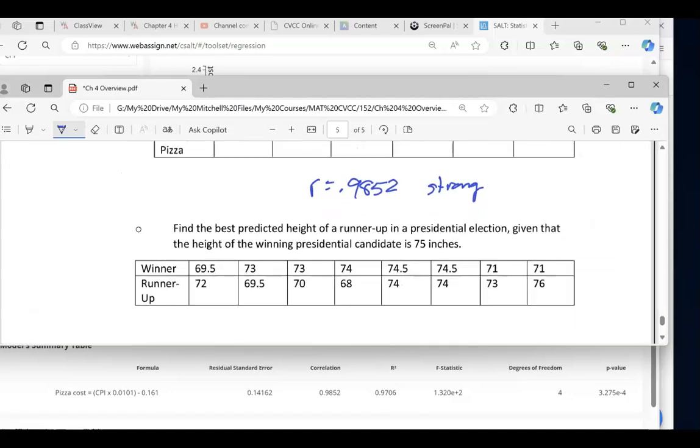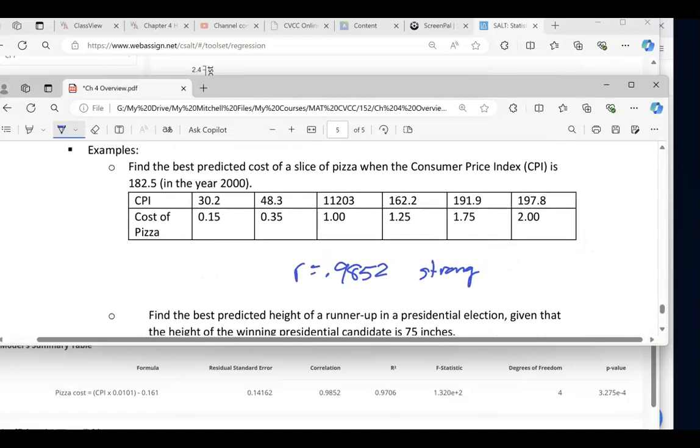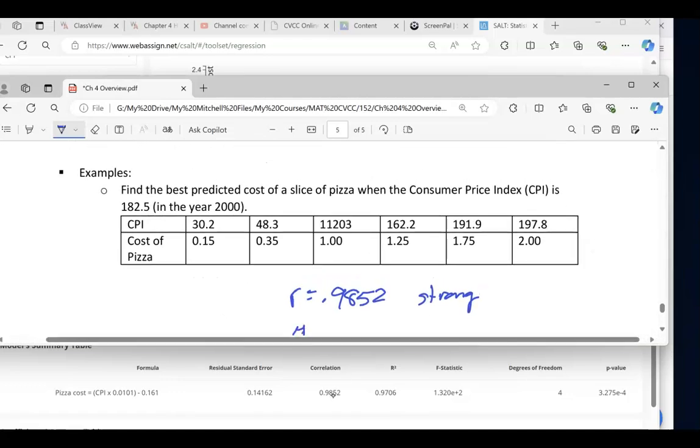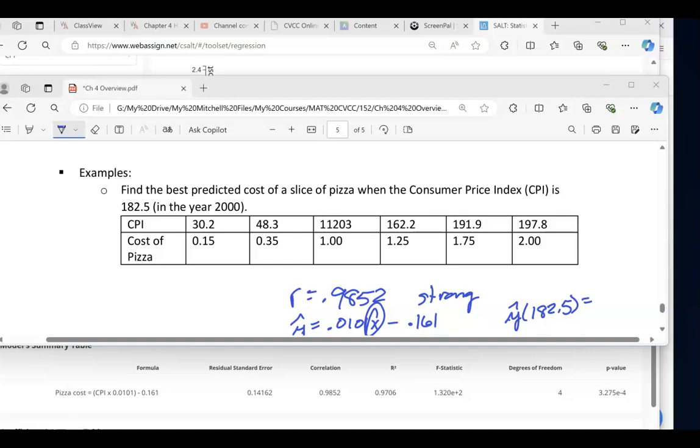So yes, we would say that CPI is a good predictor of that. So my y hat value would be 0.0101 times my CPI, which I'll call X, minus 0.161. And I want to predict when it's 182.5. So I'm going to plug that in for this value. So when I type that value in my calculator, I get 1.68. And because we're talking about money, we want to round that to 2 decimal places.